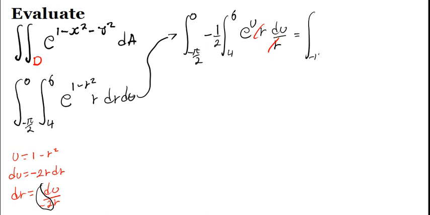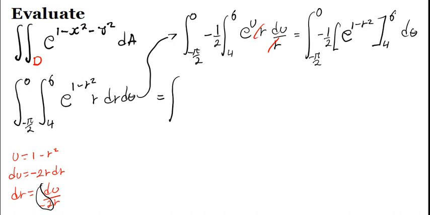So this will be from minus pi over 2 to 0. Then you have minus 1 over 2. Integrating this one here, you still get the same thing. That's the most interesting part about exponential functions. You still get the same thing. I'm just going to convert it at this stage. So instead of writing e to the u, I'll write e to the 1 minus r squared, evaluating from 4 to 6. And you still have your d theta outside here. So what does this now become? Minus pi over 2 to 0, and this is minus 1 over 2.